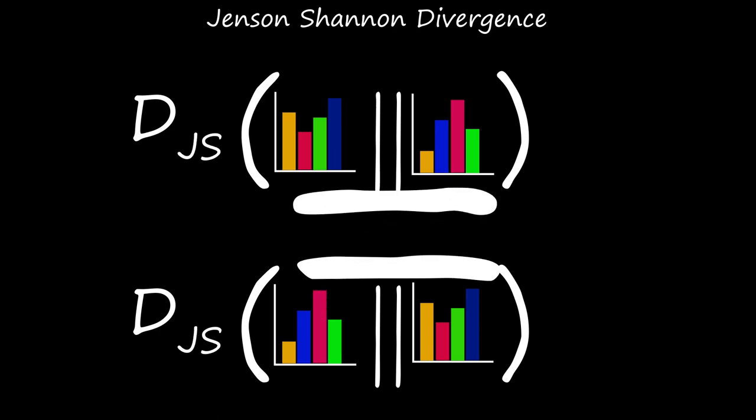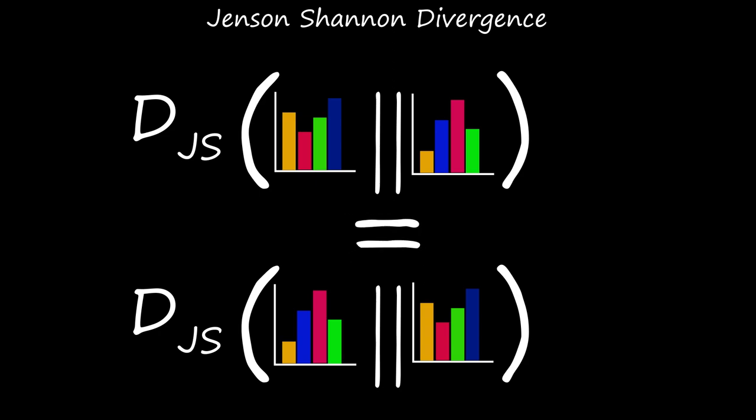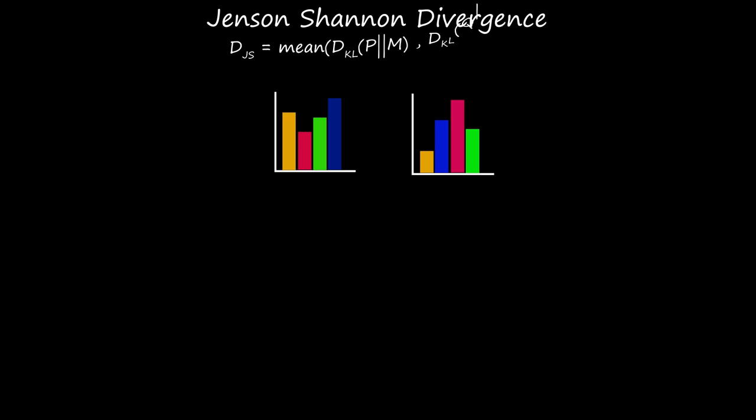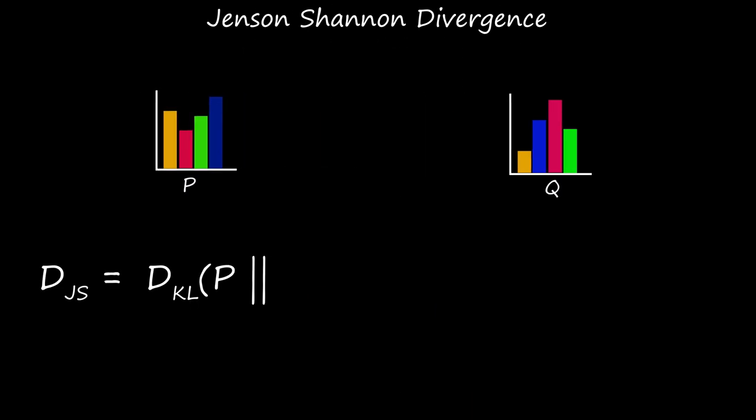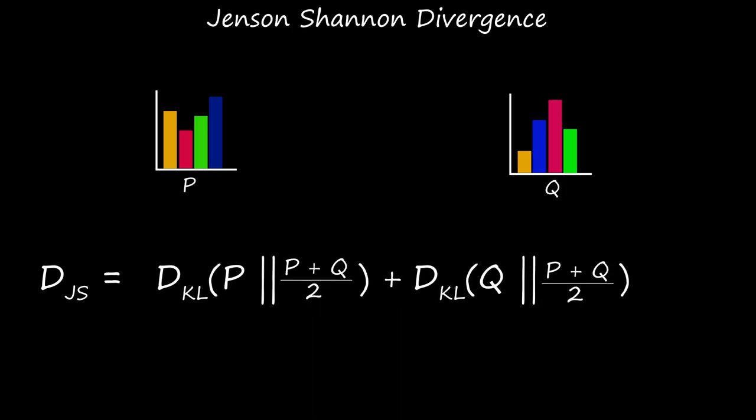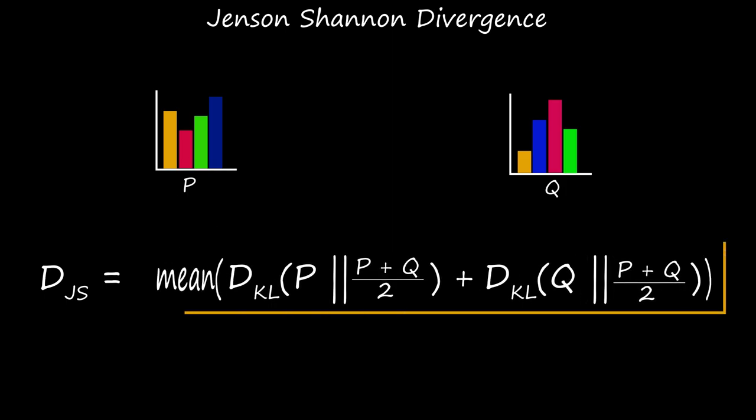The JSD is a symmetric version of KL divergence that takes the average of the KL divergence between two distributions and their reverse. This means the JSD measures the similarity between two distributions regardless of which distribution is considered the reference. To calculate the JSD, we take the KL divergence between the first distribution and the average of the two distributions, and then the KL divergence between the second distribution and the average of the two distributions. This average is called the Jensen-Shannon divergence.